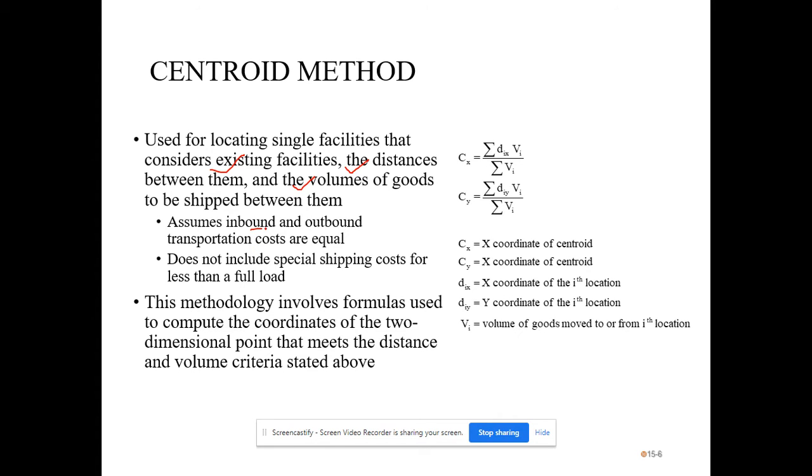So assume inbound and outbound transportation costs are equal, and it does not take into consideration special shipping cost for less than full load. And this methodology involves a formula used to compute coordinates of a two-dimensional point x and y that meet the distance and volume criteria. So here basically it's about distance and volume, and you calculate the x coordinate and the y coordinate.